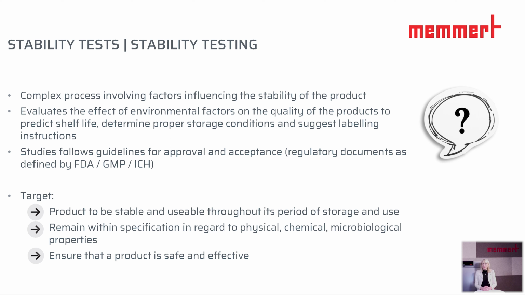Then there are the chemical properties. These should be kept as chemical change may lead very often to a higher amount of degradation. And microbiological properties are important as exceeding the maximum number of acceptable germs is harmful and dangerous for the patients. There are guidelines for approval and acceptance which are going to be followed. This is the ICH guideline or FDA guidance and GMP regulations.